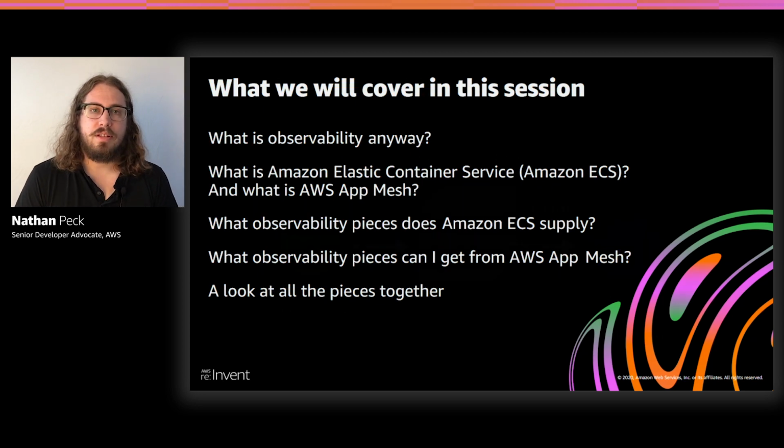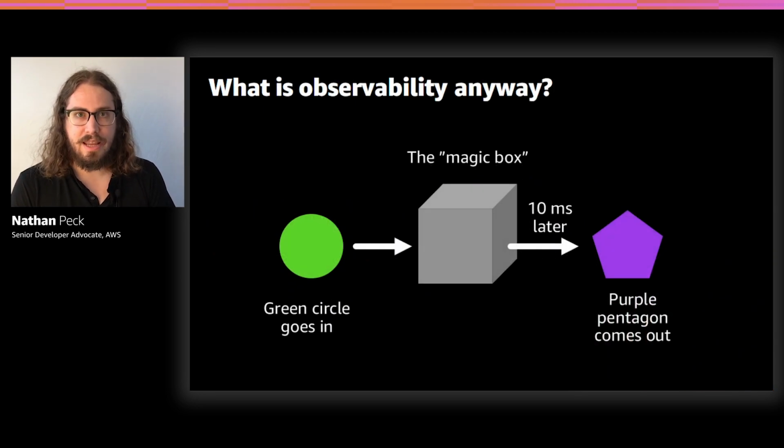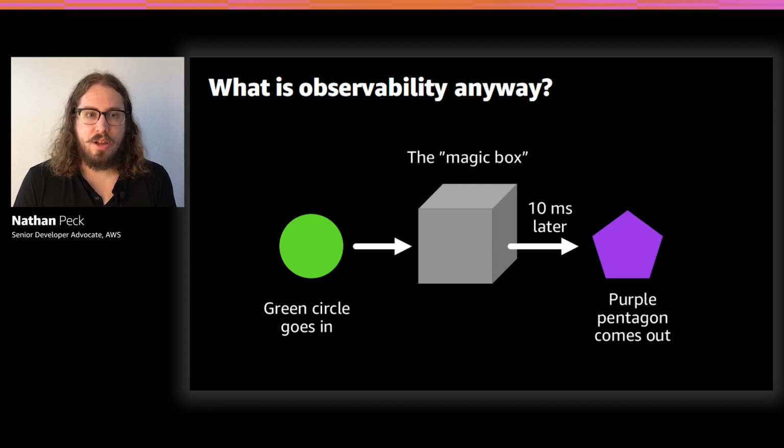So to start with, let's consider that question of what is observability anyway? And to do so, let's imagine a hypothetical scenario where you've joined a company and as part of your onboarding, they tell you this: your job is to take care of a magic box. So naturally you ask them, okay, well, what is this magic box? And what does it do? They say, well, the way it works is we put a green circle in, and then roughly 10 milliseconds later, a purple pentagon comes out. And we really want you to keep this box functioning. We want it to keep turning those green circles into purple pentagons.